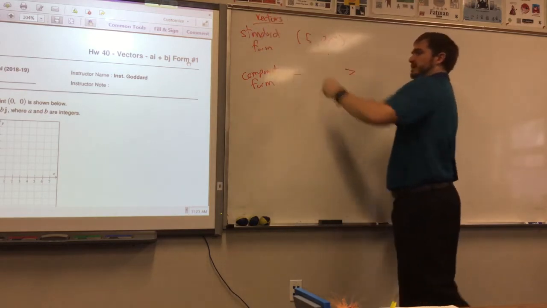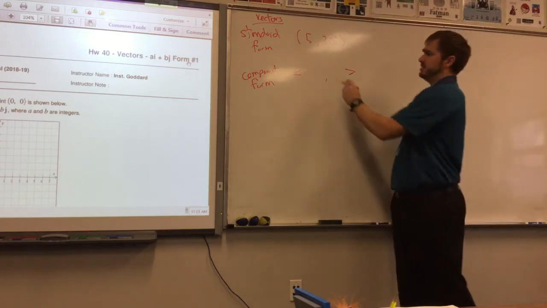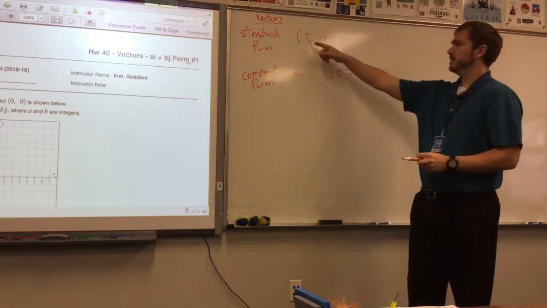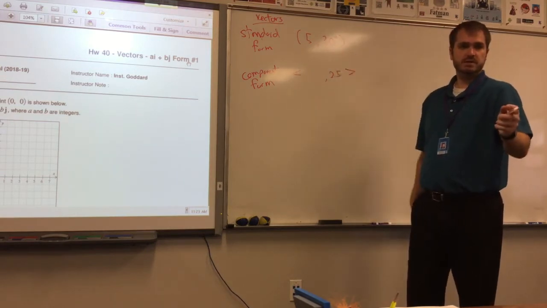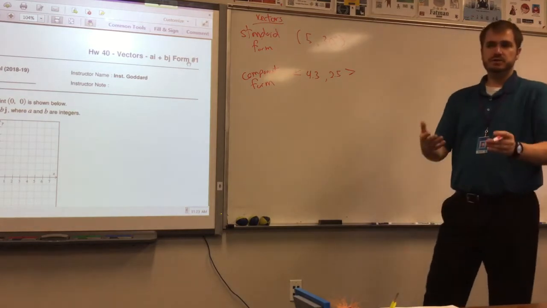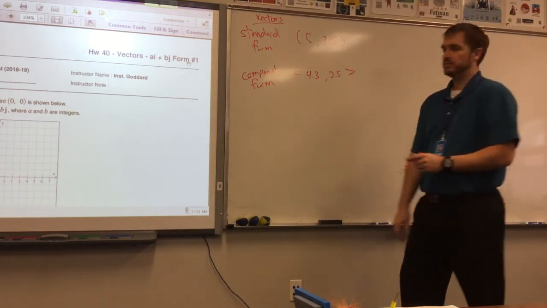These are standard form of a vector, component form of a vector. I think that's fine. This was 2.5, fine. Calculator, 5 cosine 30 is? 4.3. All right, allow me to introduce you to ai plus bj form.